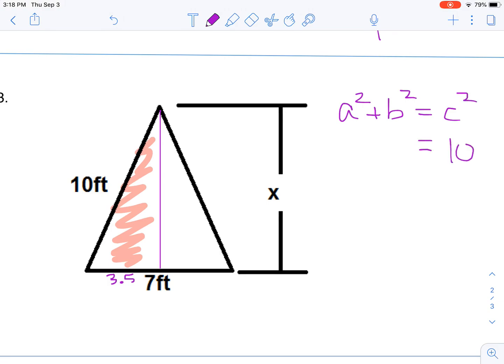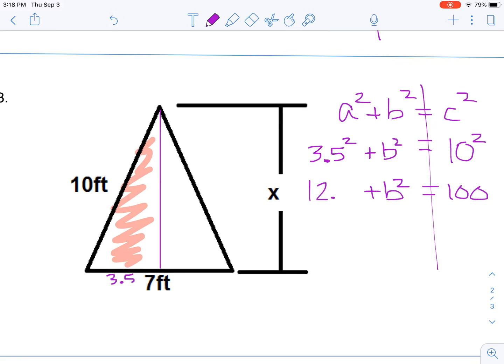So 10, and 3.5. Well, it doesn't matter which one I put it in for, actually. Draw my line down through the middle. 10 squared is 100. I've got to do 3.5 squared, which is 12.25. The 100 and the 12.25 are on opposite sides of the equal sign, so we're going to subtract them off of both sides.